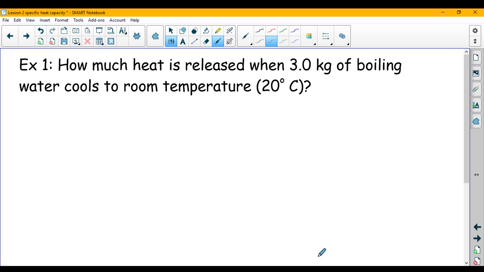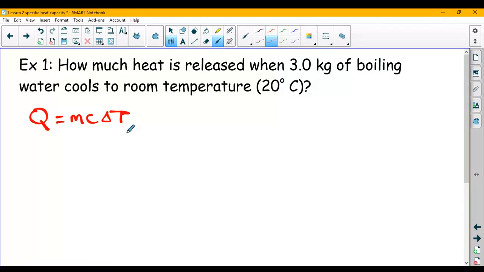Now we're going to start off by finding out how much heat is released when 3 kilograms of boiling water cools down to room temperature of 20 degrees. I'm going to use this equation, Q equals mc delta T. Q being the amount of heat, and I know it's weird, Q being amount of heat.